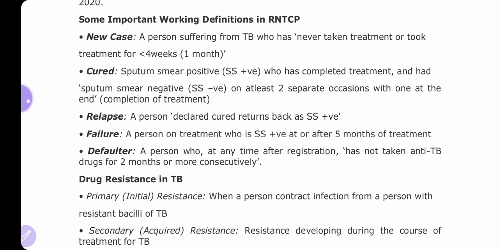Defaulter, whom will be called a defaulter? A person who at any time after registration has not taken anti-TB drugs for 2 months or more consecutively. So if any patient refuses or doesn't take treatment for more than 2 months, then he will be called a defaulter.